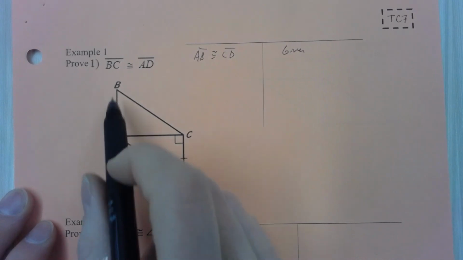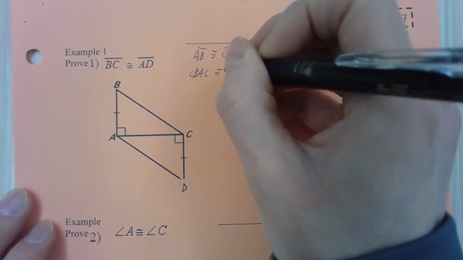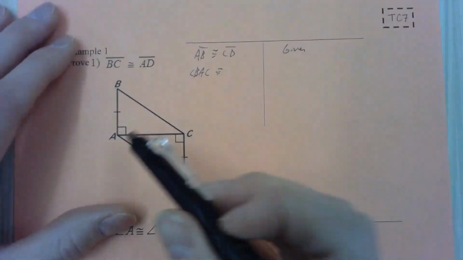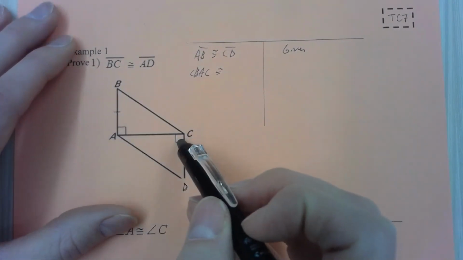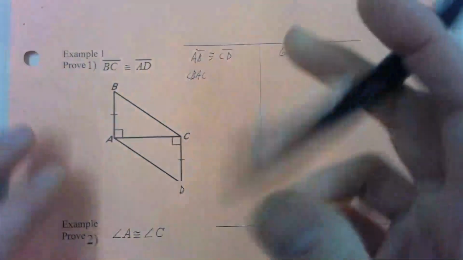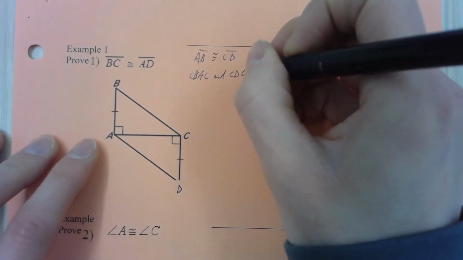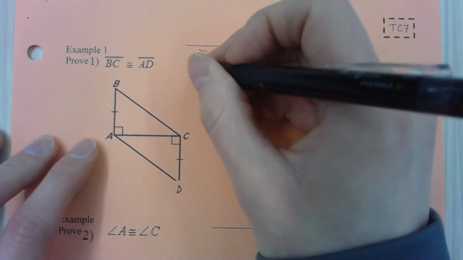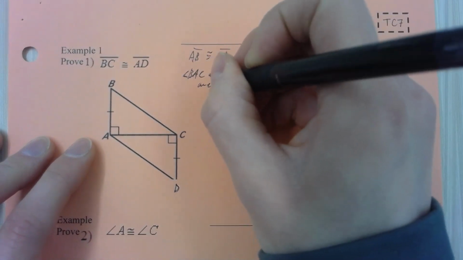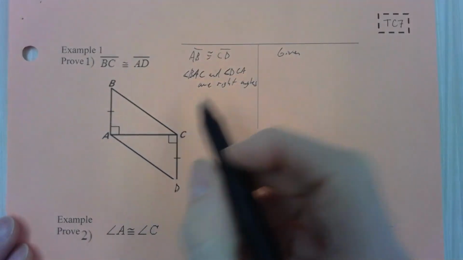We have that angle BAC is congruent to, and actually the marking is for right angles, and I'm going to write this in 2 steps. So angle BAC and angle DCA are right angles, because that's what's marked, that's given.